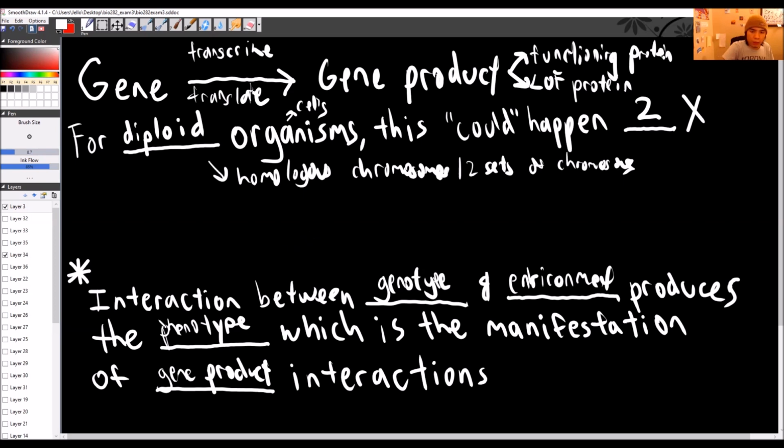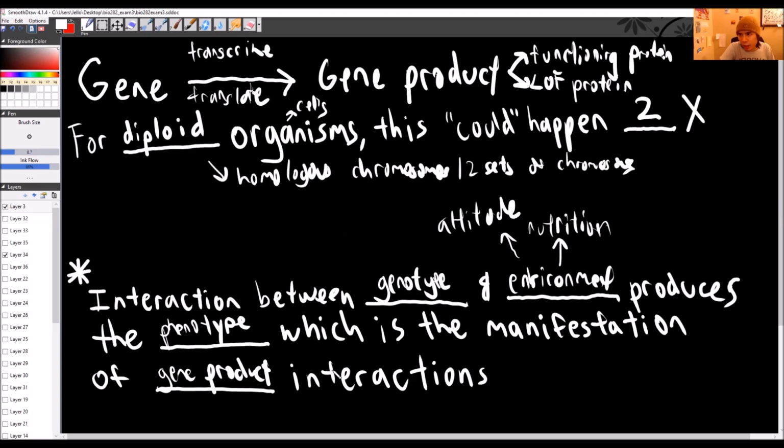Okay, so let's go back to over here. So the interaction between genotype and environment. There are a lot of different things in play that can determine genotype expression. It could be, I don't know, nutrition, even altitude, just a bunch of different things that can influence whether or not our genotype is actually expressed. And that produces the phenotype, and then that phenotype is the result of the gene product interactions.